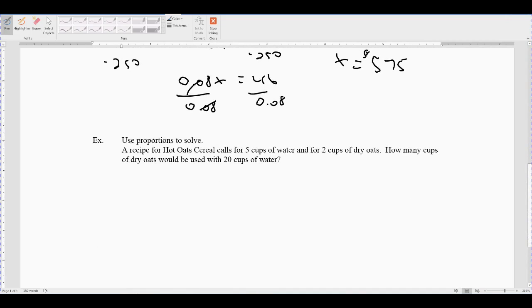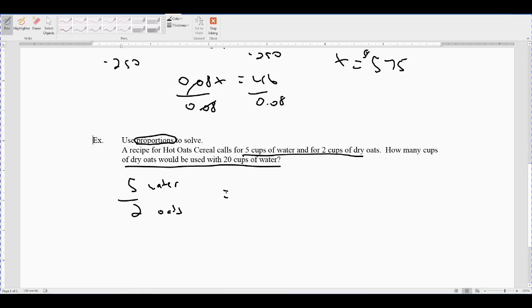Now, in this example, we're going to use proportions, and hopefully you'll recognize when to use proportions. You actually can see two fractions in these types of problems. It says the recipe calls for 5 cups of water to 2 cups of oats. There's a fraction. How many cups of oats will be used with 20 cups of water? Well, there's another fraction. So let's write down this fraction. 5 over 2. And this 5 represents the water, and the 2 represents the oats.